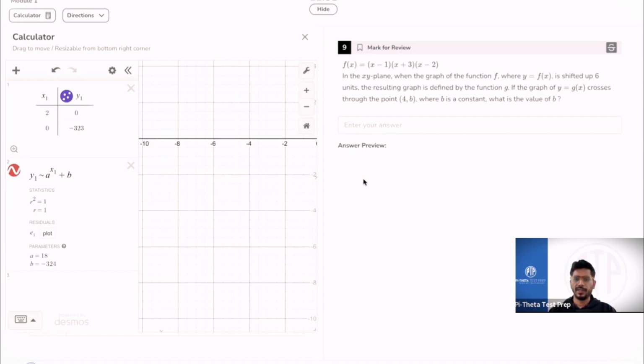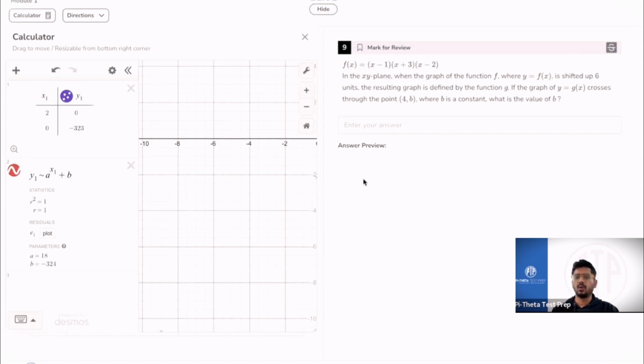So f of x equal to x minus 1, x plus 3, x minus 2. In the xy plane, when the graph of the function f, where y is equal to f of x, is shifted up 6 units, the resulting graph is defined by the function g. If the graph of y equal to g of x crosses through the point 4 comma b, where b is the constant, what is the value of b? Now crosses through the point 4 comma b means the value of x is given, the x coordinate. And if you want to find the value of b, that means you need to find the y coordinate.